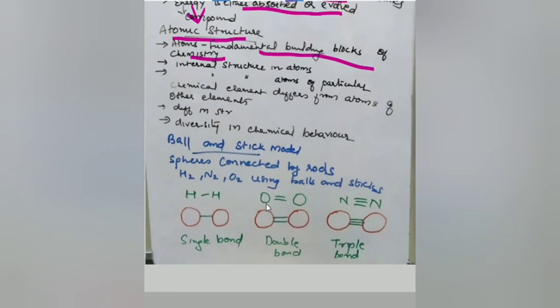For oxygen, O2, a double bond is used: two balls are connected by two sticks. In the case of nitrogen, a triple bond is formed, that is, two balls connected by three sticks. So the molecular structure will be entirely different for each molecule, and that is represented by bonds.